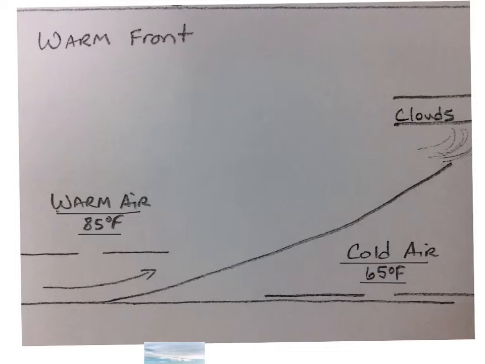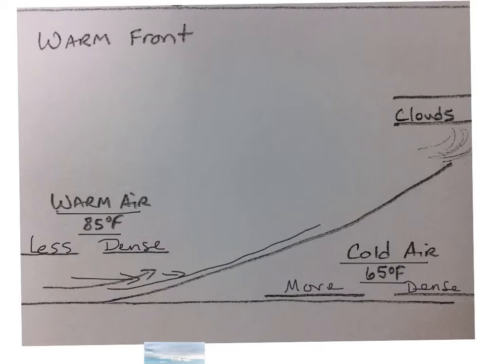And I bet you know that that's because warm air is less dense than the cold air that it's moving into. So over the cold air, we're going to put the less dense air. When this warm air is moving towards the cold air, it has no choice but to ride up over the back of the cold air. What's cool about a warm front coming in is you can see physical evidence of this happening.